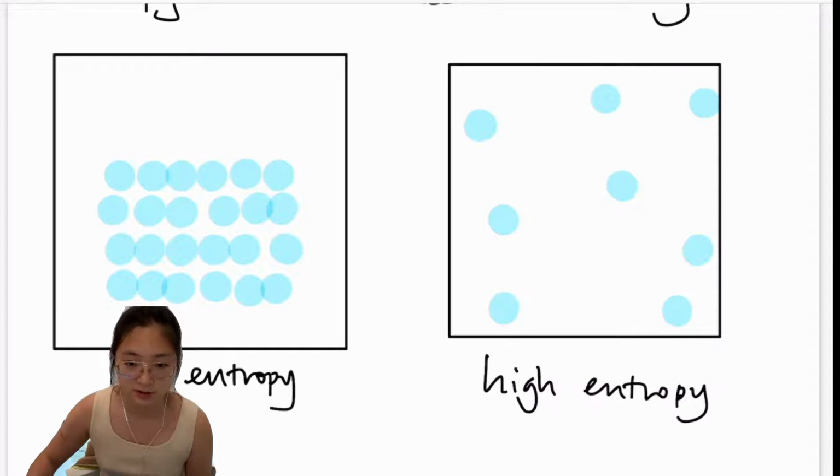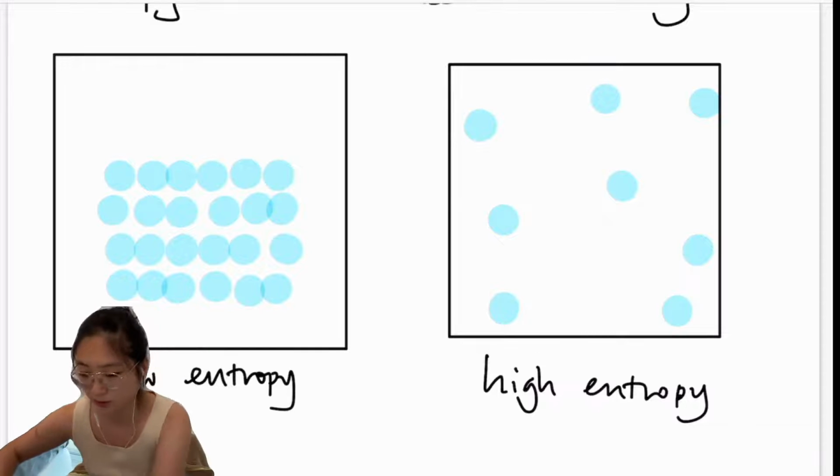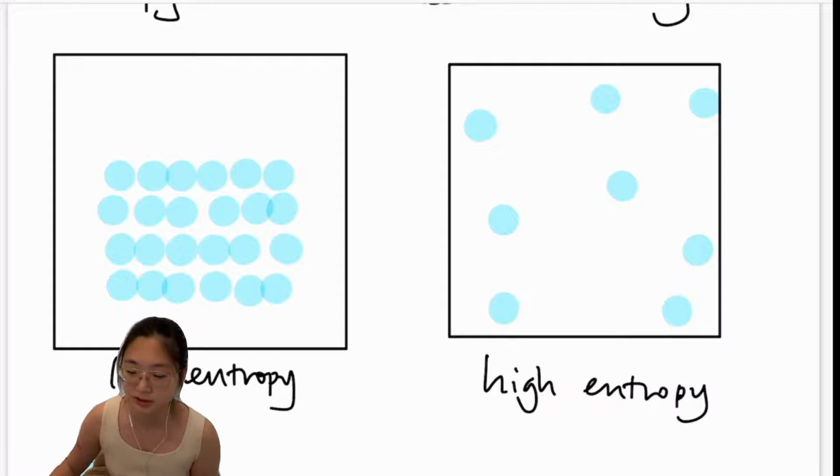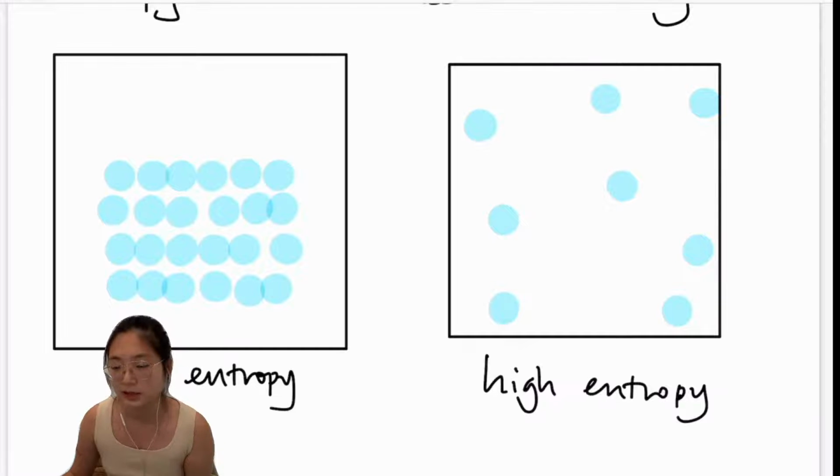So that's just entropy. Sometimes you will be asked to compare the entropy of a substance at different phases. Solid has a low entropy compared to liquid, and liquid has low entropy compared to gas. So gas has the highest entropy, solid has the lowest entropy.